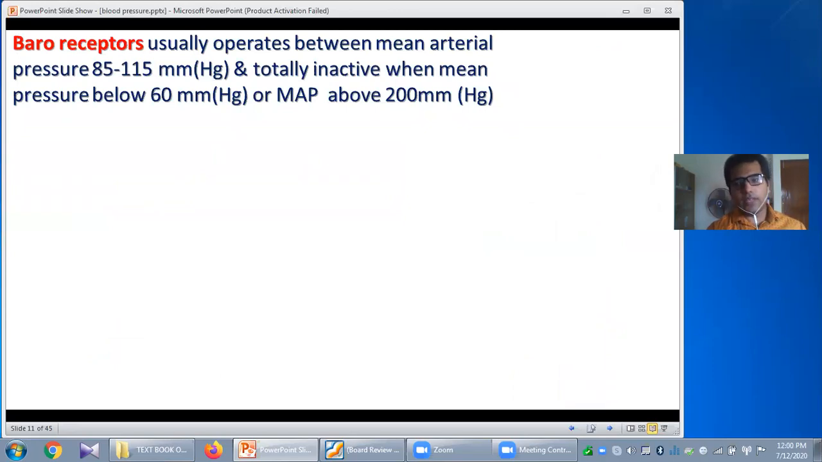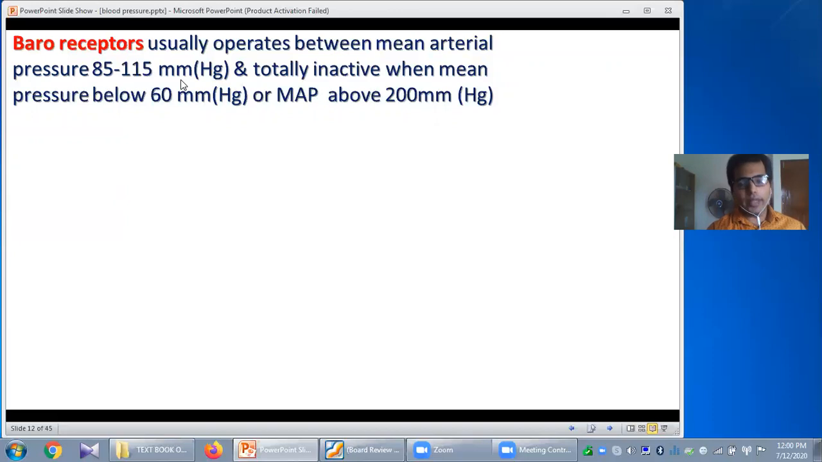Now, the key features of baroreceptor operation. Baroreceptors usually operate between a mean arterial pressure of 85 to 115 millimeters of mercury. This is the set point for the baroreceptor feedback mechanism. Here I have mentioned the set point as a range, but you may consider the average value: the set point is 100 millimeters of mercury mean arterial pressure.